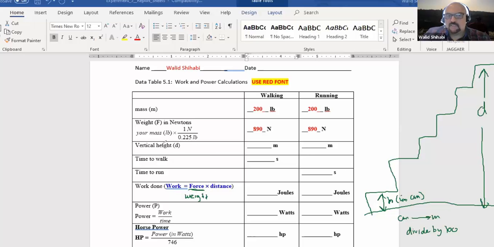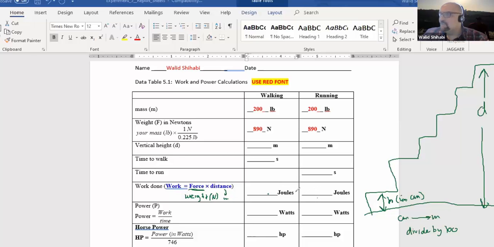And the distance, of course, is the vertical height of the stairs. So you're multiplying your weight in Newton, the weight has to be in Newton, by the distance in meter. Newton times meter will give you joules. And you'll see actually that the work done will be the same whether you're running or walking, because you're doing the same force, which is equal to your weight, times the same distance, which is equal to the vertical height of the staircase.